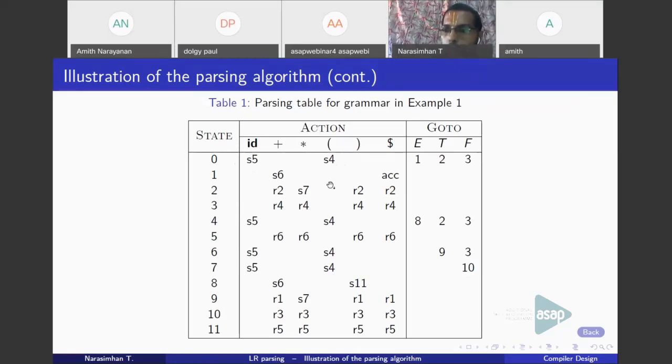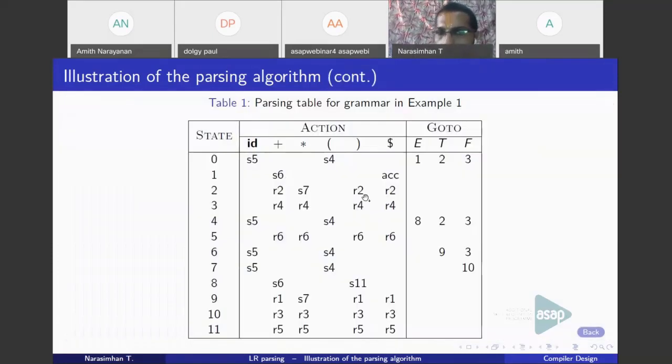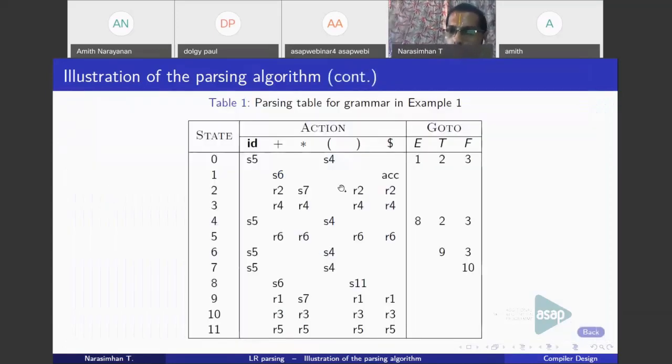The second type of entry is one which pertains to the reduction operation: R2, R4, R6, etc. Let us take R2. R means that you are going to perform a reduction operation. 2 means that you are going to perform it by using production number 2. As I have shown earlier, the productions are numbered here, right? So R2 means you perform the reduce operation using the second production rule, E gives T.